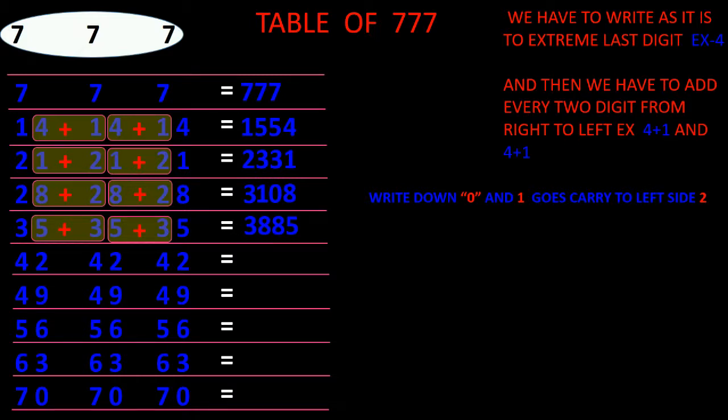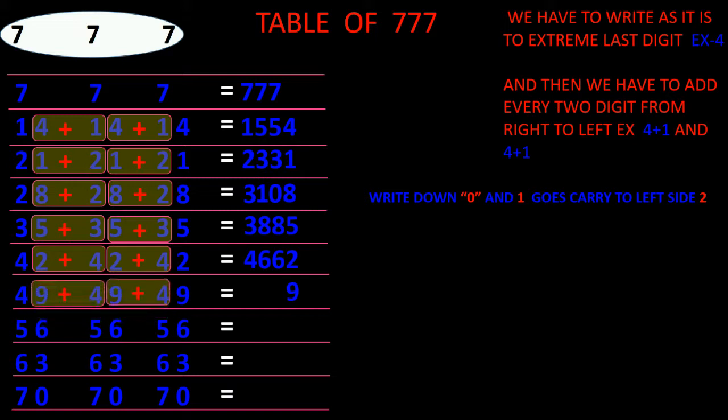Everything is same now. Here is also carry. So this also you have to do same. 9 as it is. 9 plus 4, 13. So 3 and 1 carry to the 4. Okay, and 9 plus 5 is 14. So 4 as it is.